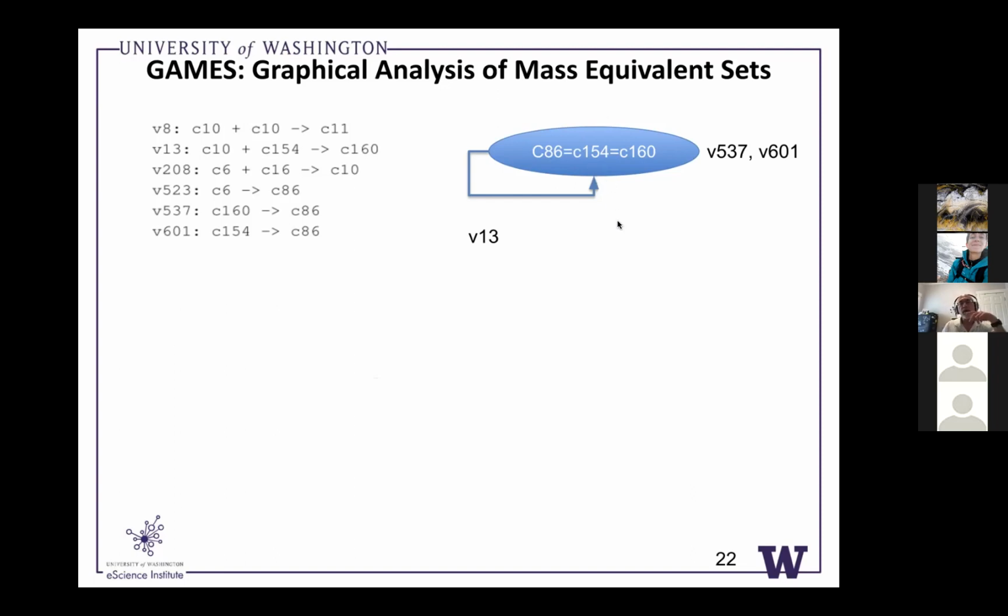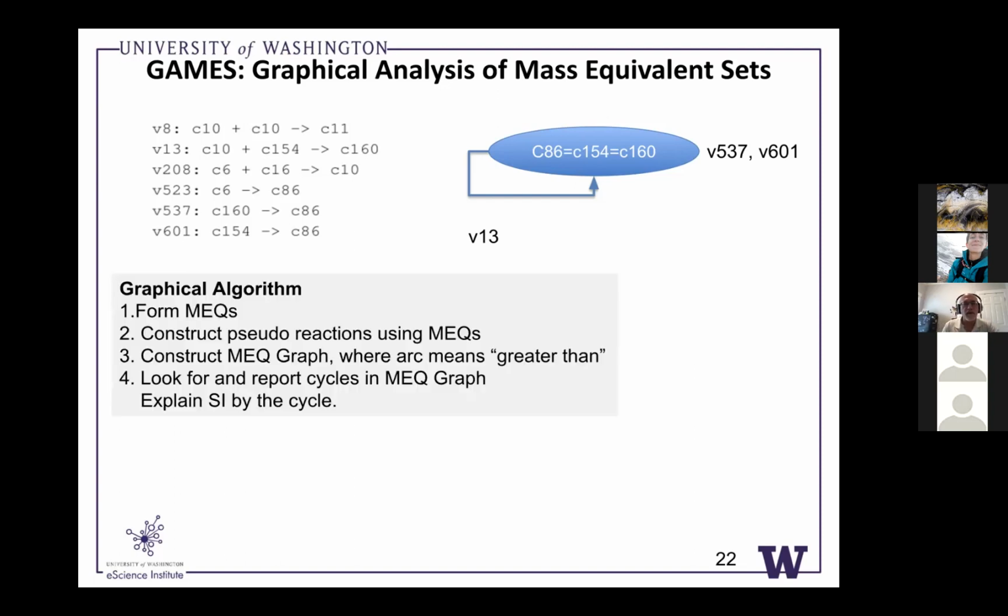And the way GAMES works is it looks for a loop or a cycle in the graph, because a cycle is equivalent to this contradiction that one node in the cycle has to be less than another node in the cycle. But if it's a cycle, that means that node or molecule has a mass less than its own mass, and that's the contradiction. So that's the essence of the way this mass equivalent set idea works.